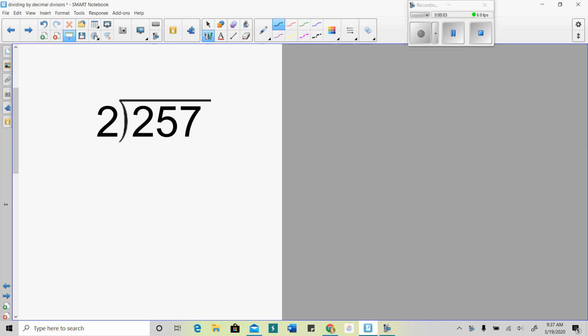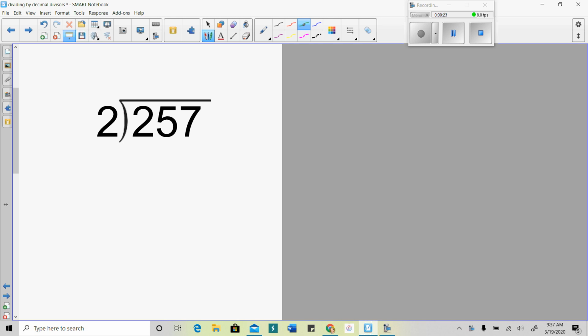Okay, so yesterday we worked with decimal divisors, and today we're going to be looking at a dividend that does not have a decimal and what happens when we get a remainder if we want to actually turn that into a decimal number. So as of right now, it looks like a normal division problem, and we're just going to start dividing normally.